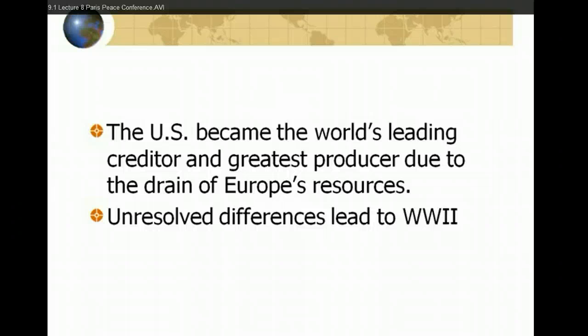Europe is going to lose its preeminent position that it had economically held and enjoyed for 500 years, pretty much since the beginning of this class, because they just started killing each other in Europe. After World War I, it's going to shift to the United States. And as I said, it will become the world's leading creditor and greatest producer due to the drain of Europe's resources. And so this is going to be important. You also need to remember the United States, because of the Senate not agreeing to sign the Treaty of Versailles, is going to become isolationist. So we have all of this new power, but we're also going to kind of step off the scene. So keep that in mind as we move forward.